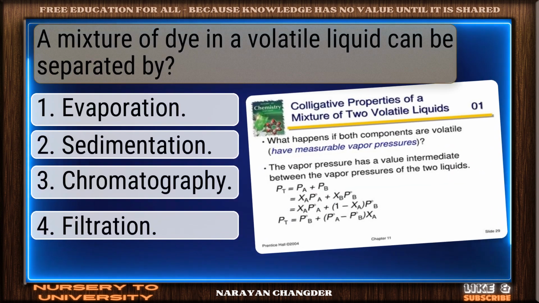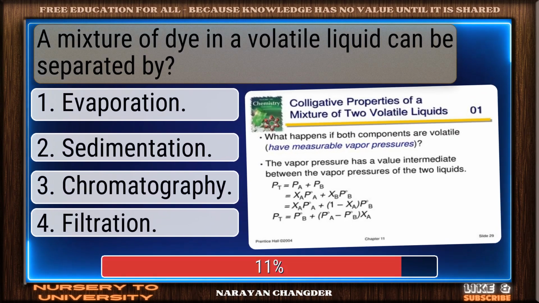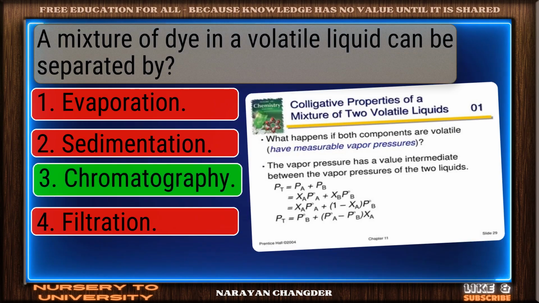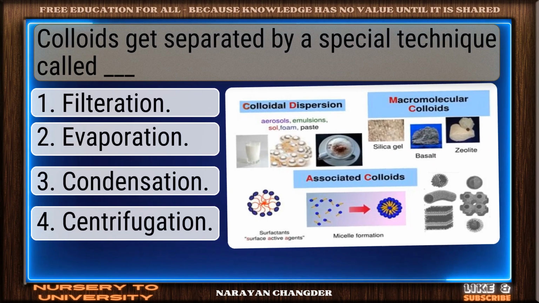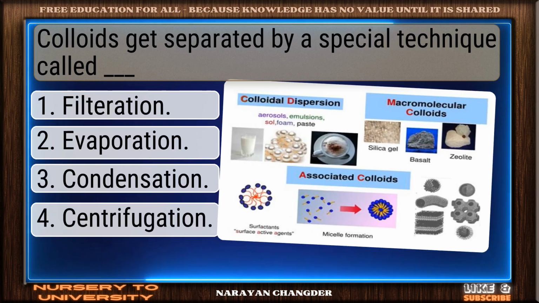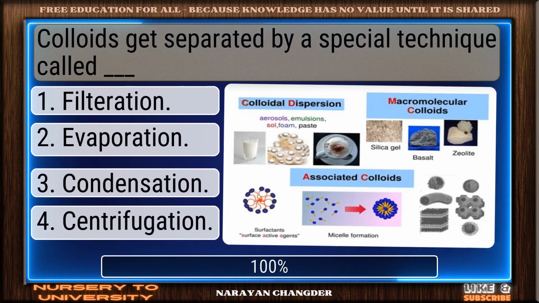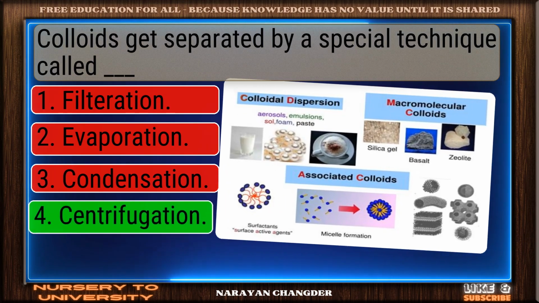Question number 146. A mixture of dye and a volatile liquid can be separated by. Nicely done. Chromatography is a solid answer. Question number 147. Colloids get separated by a special technique called dash. Excellent. Centrifugation is a brilliant choice.